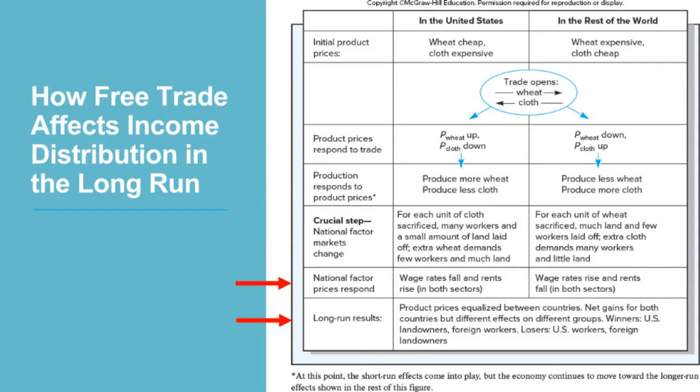Row 6 describes the response of national factor prices to the changes in the national factor markets. In the United States, wage rates fall and rents rise in both sectors. In the rest of the world, wage rates rise and rents fall in both sectors. Row 7 describes the long-run results. In the long run, product prices equalize between countries. There are net gains for both countries, but different effects on different groups. The winners are United States landowners and foreign workers. The losers are United States workers and foreign landowners.